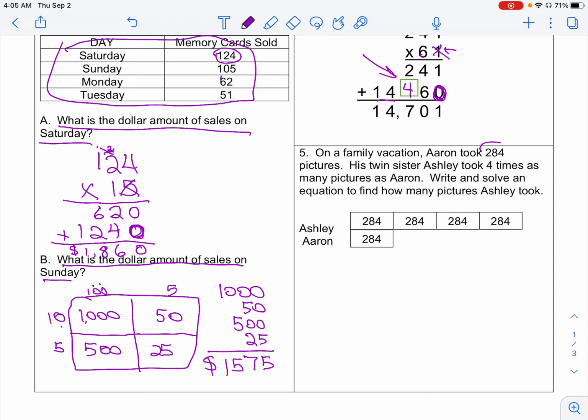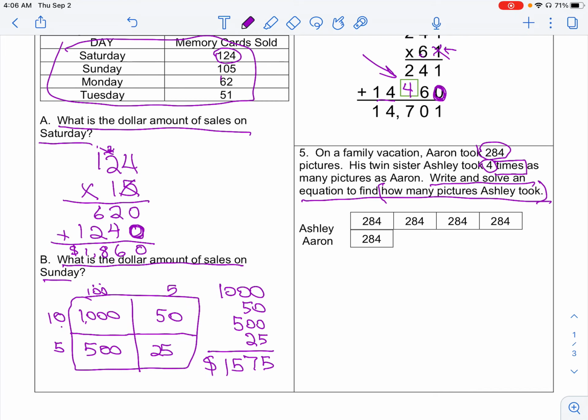Well, here's our numbers. Keywords. What did you say? I see times or times as many. That phrase means you're multiplying. And then the question is really a direction. It doesn't look like a question, but it's in the statement here, the direction. How many pictures Ashley took?